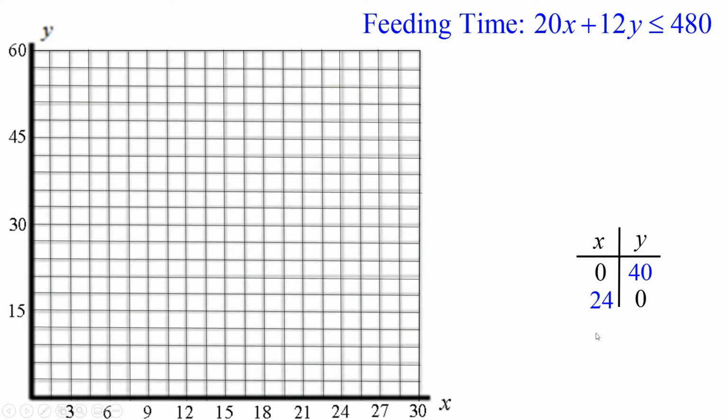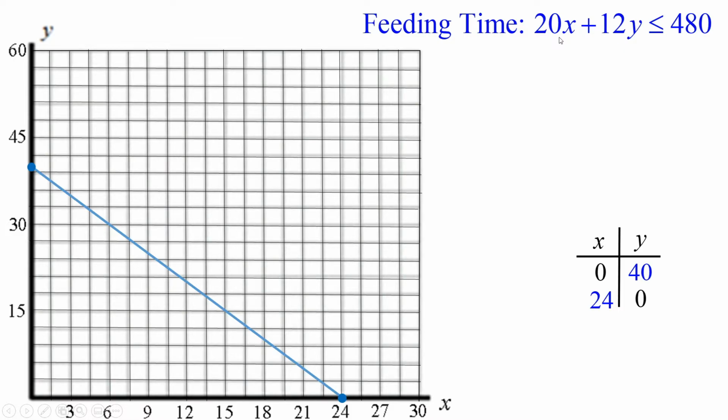So I have a y-intercept of 40. I'm going to have to estimate that one. 15, 30, 33, 36, 39. So I'm going to be about right there. And an x-intercept of 24, which I can see is exactly right here. So we break out our ruler, and I need a solid line between those 2 points. And there's my boundary line for the feeding time constraint. Now, do you see that plus 12y? I already know we're going to shade below. But let's practice converting to slope-intercept so we can see even more cool things.